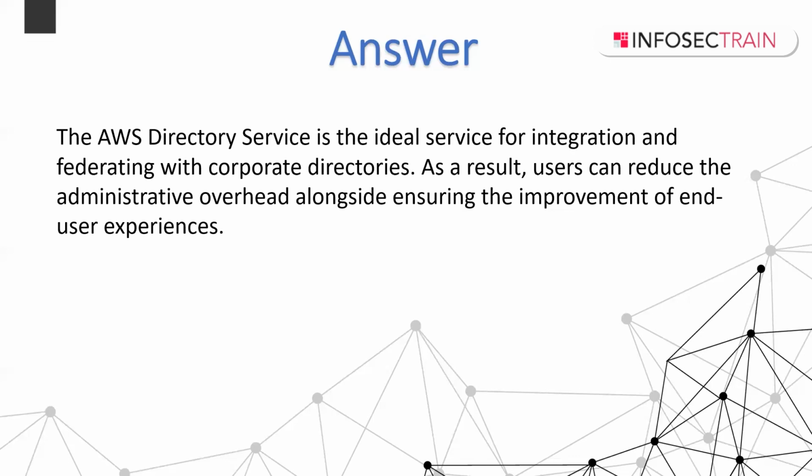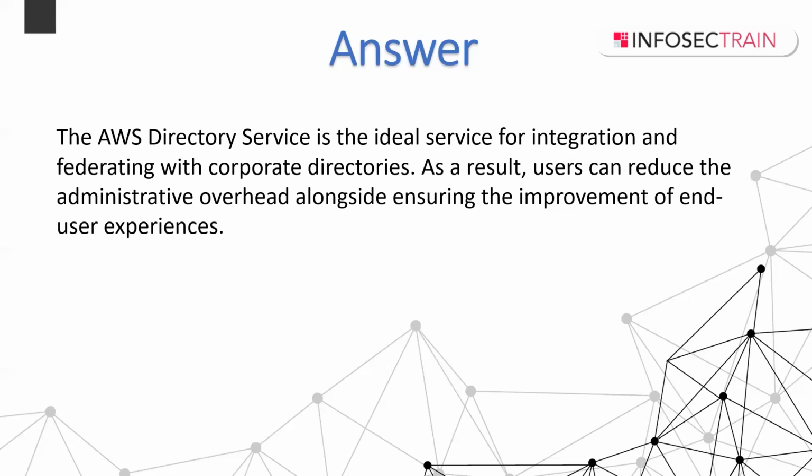Then we have something called AD Connector. AD Connector is not a directory, but it's like a proxy server. Now take an example. If you have Active Directory on your premises, and you want to log into an EC2 instance in AWS, you can use the same directory, that is Microsoft AD, that is placed on your premises.